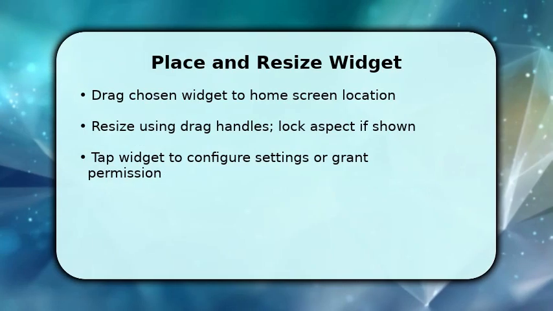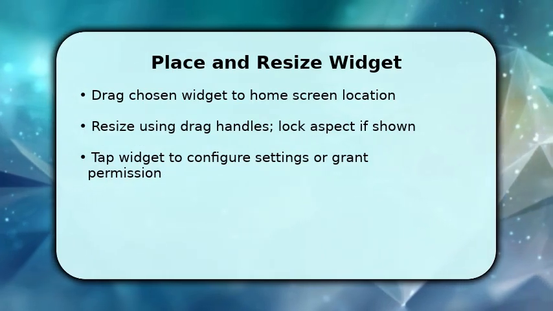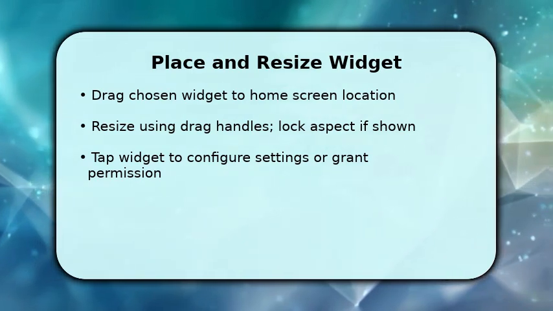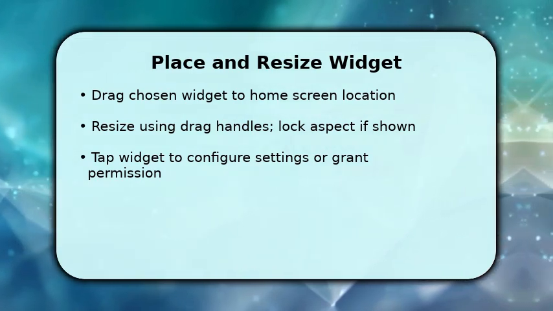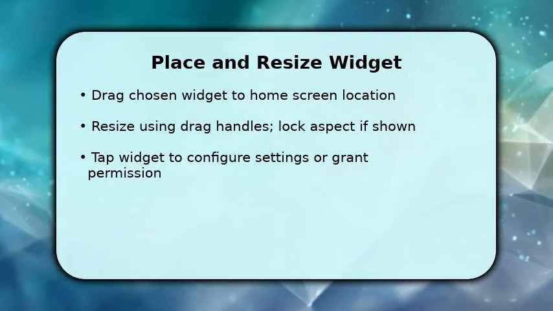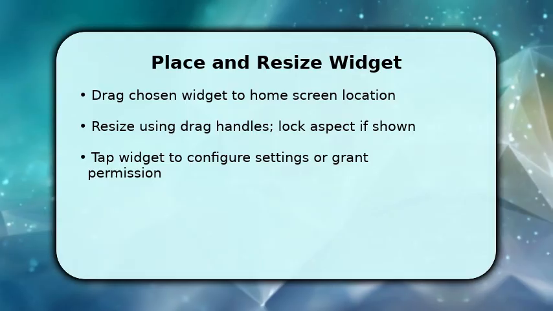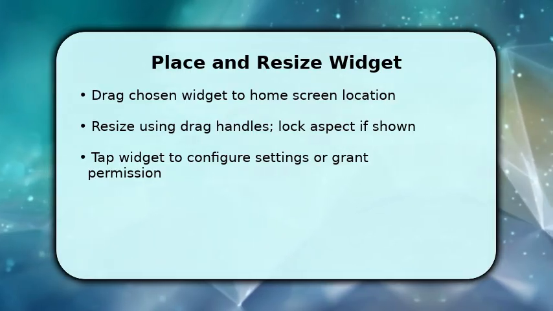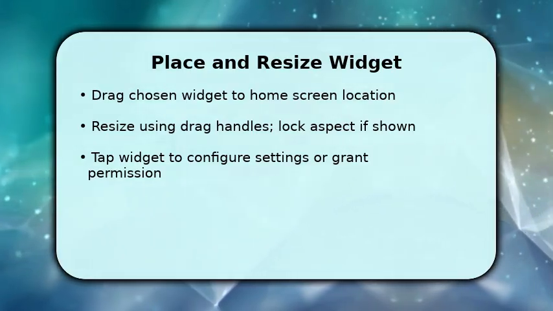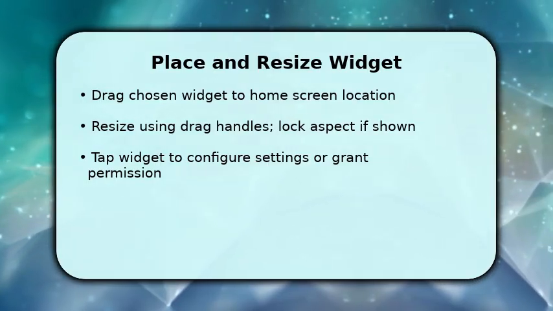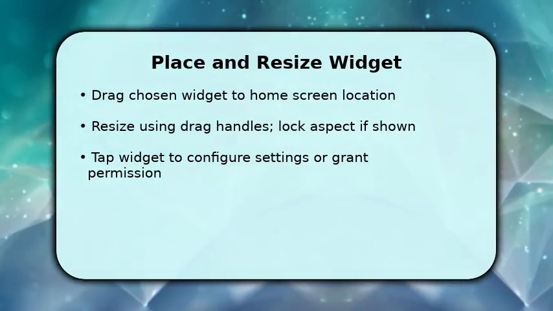You drag the widget from the picker straight onto the home screen, positioning it where it will be most useful. Once placed, use the blue or gray drag handles to resize. If you want precise control, snap it to a grid. After resizing, tap the widget to open its configuration. Grant any permissions the app requests so it can update. If the widget supports templates or themes, choose one now to match your layout and save battery or data.